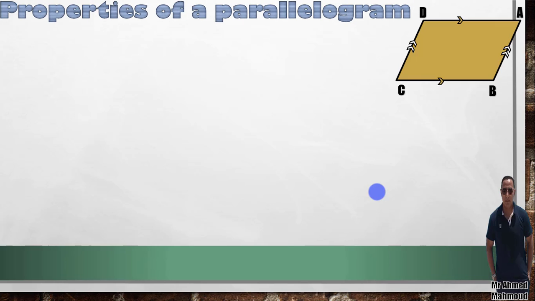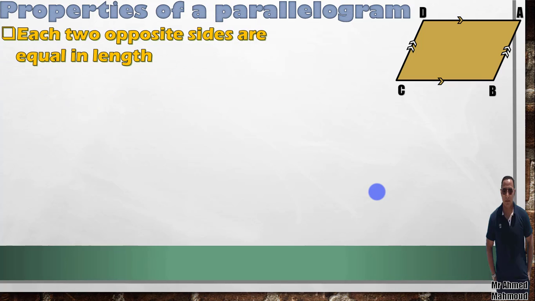Property number one: if we have a parallelogram ABCD, then each two opposite sides are equal in length. By looking at AB and CD, if AB equals 3 centimeters, for example, then CD is equal to 3 centimeters, and if BC equals 5 centimeters, then AD equals 5 centimeters. So each two opposite sides are equal and also they are parallel.